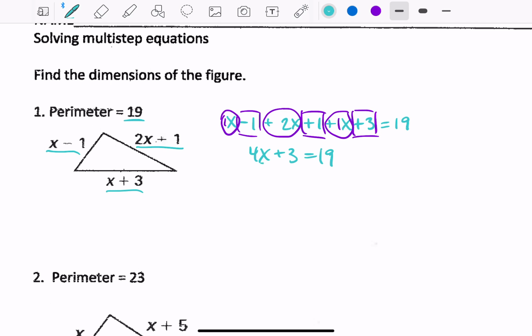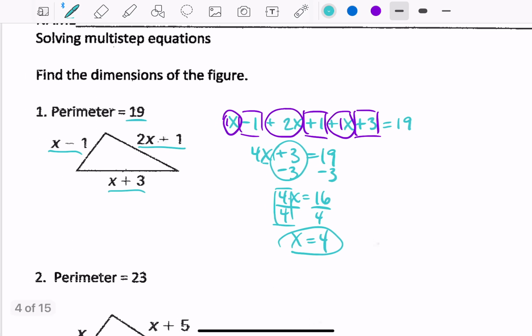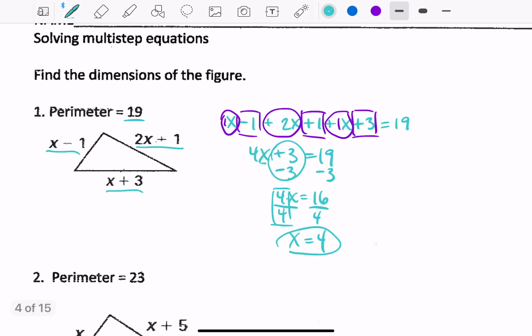Now I'm going to locate the variable. I have to get rid of that plus 3 first, so I'm going to minus 3 from both sides. This is 0. 4x equals 19 minus 3 is 16. This is being multiplied by 4, so I divide by 4 so that I can make this coefficient 1, and I get x is equal to 4. But I'm not done because I need to take this, x is 4, and put it into these side lengths so I can figure out what the dimensions are.